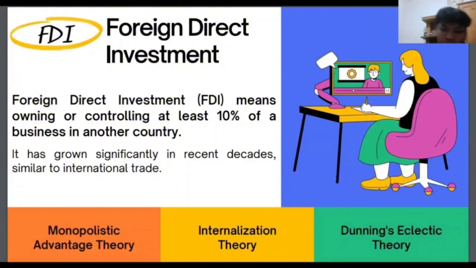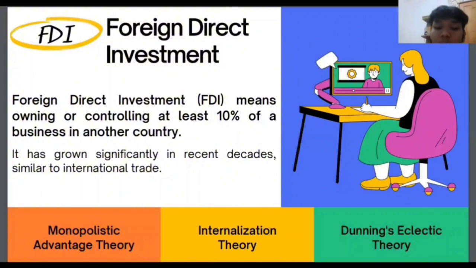So next one is foreign direct investment. Foreign direct investment means owning or controlling at least 10% of a business in another country, and it has grown significantly in recent decades, similar to international trade. There are three main theories explaining why FDI happens.